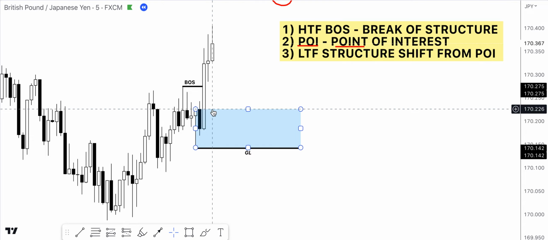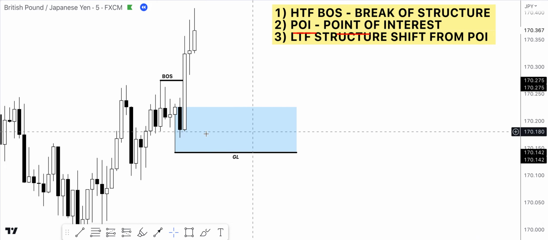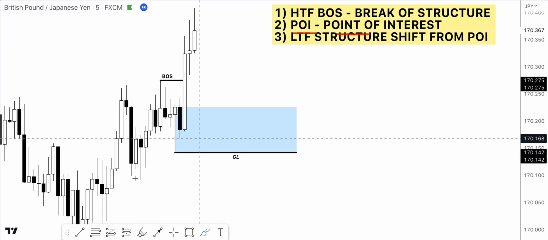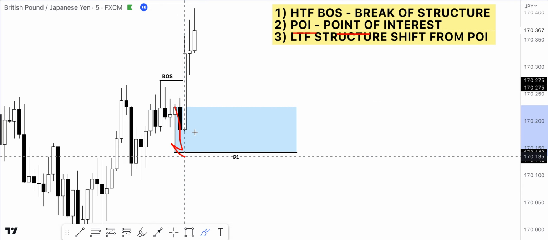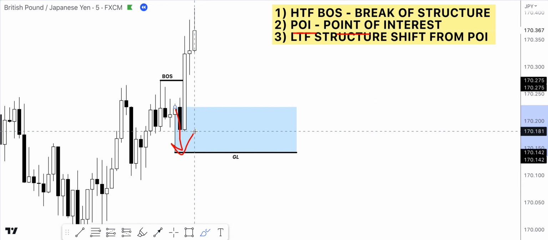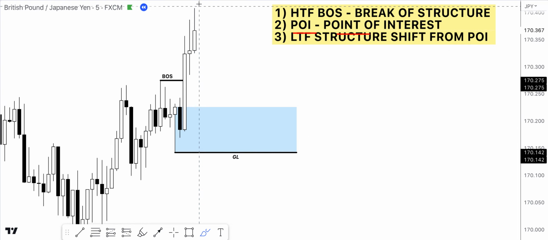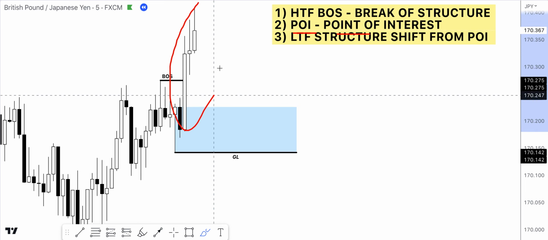Okay, because imagine this from an institutional perspective: institutions sold into this market here in order to create this liquidity. They then entered heavily long positions in order to create this strong up move in the market.